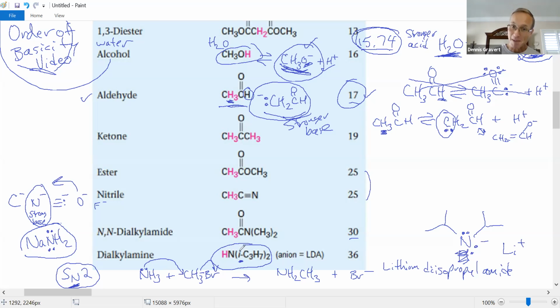because when the amine has a pKa of 36, that makes it the weakest acid. The conjugate base, though, will be the strongest on this list.